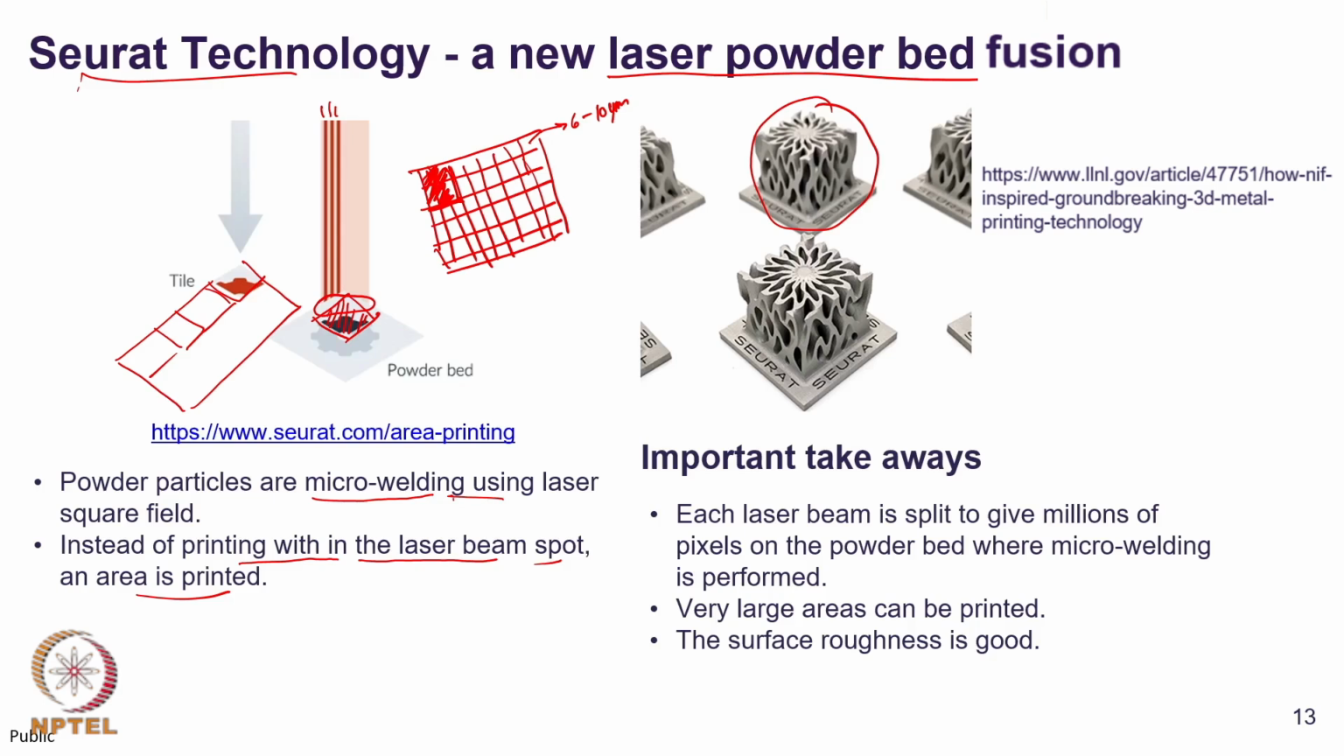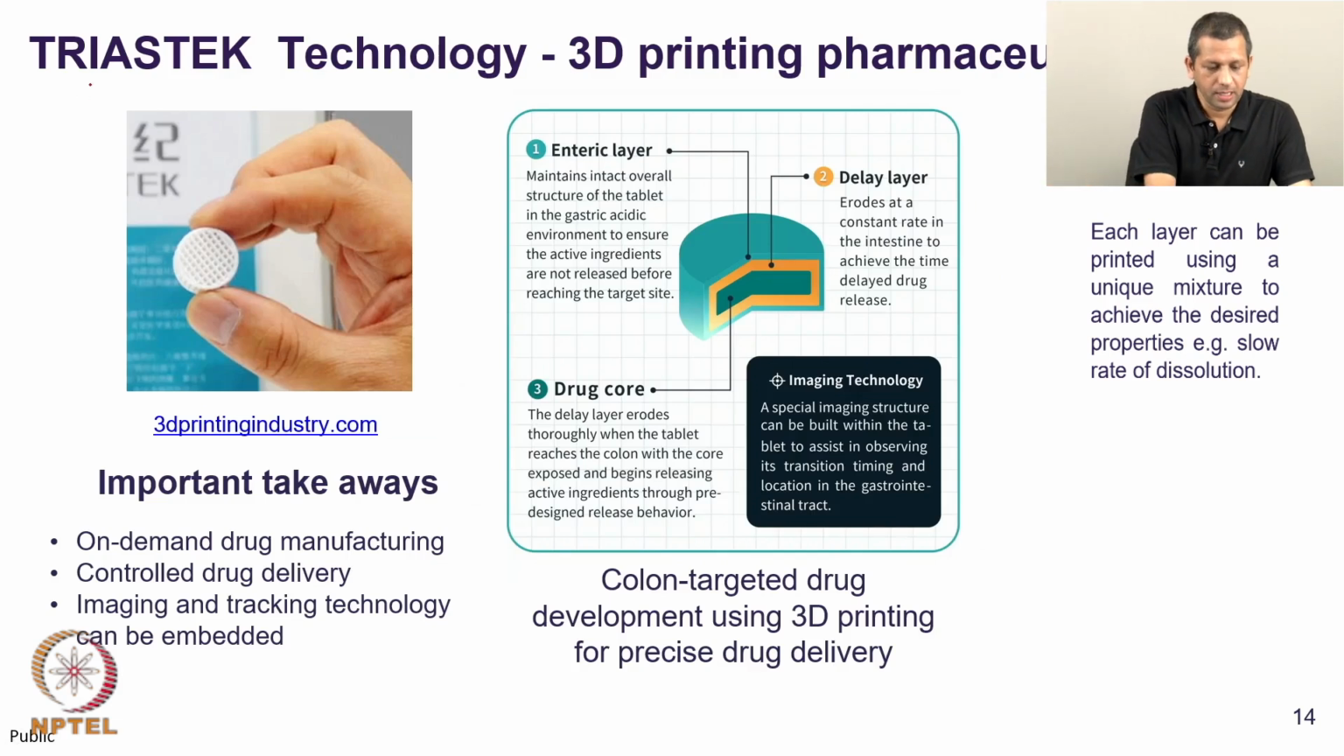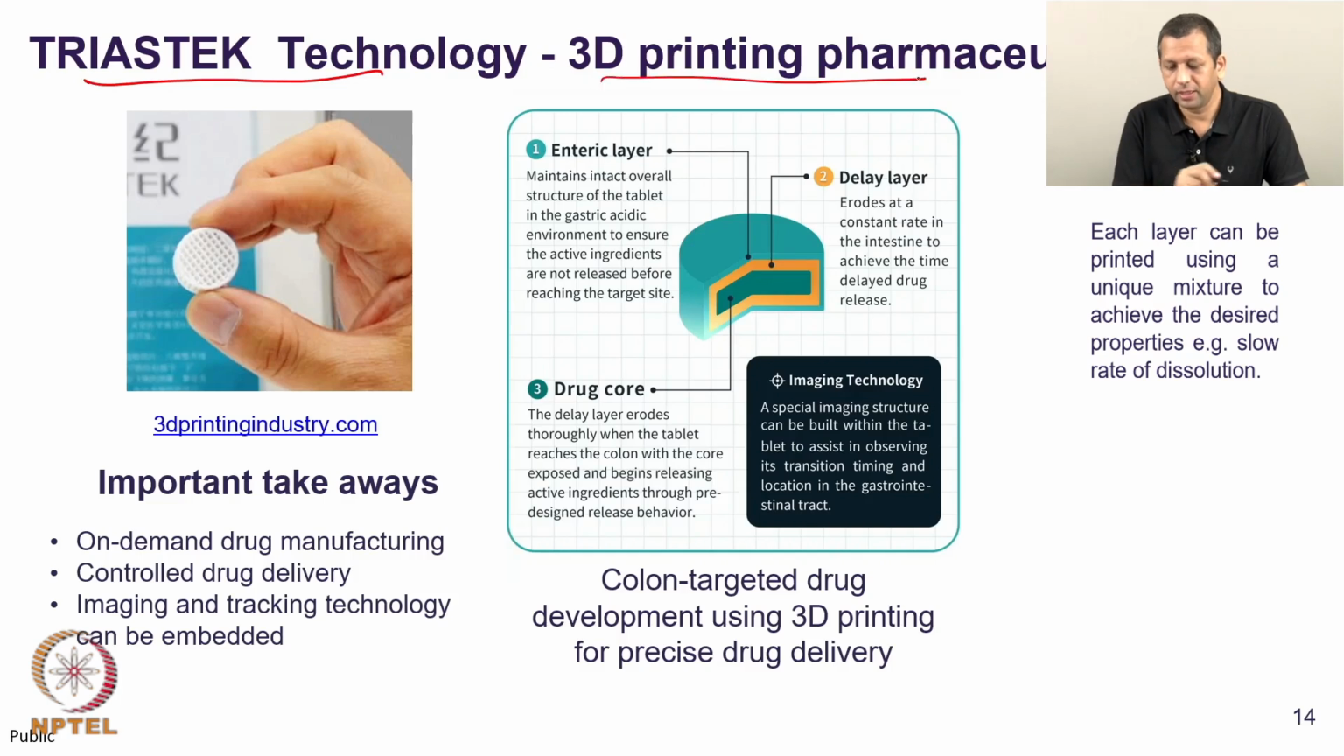Overall, the important takeaways are that the laser beam is split into millions of smaller laser beams where micro welding is performed. Large areas can be printed because it is printing of area and not because of the beam. The surface roughness is good, particularly because the interaction volume of smaller laser beams which have been split is much smaller. As mentioned earlier, Tri-Stack technology has come up with an innovative 3D printing technique for making drugs.